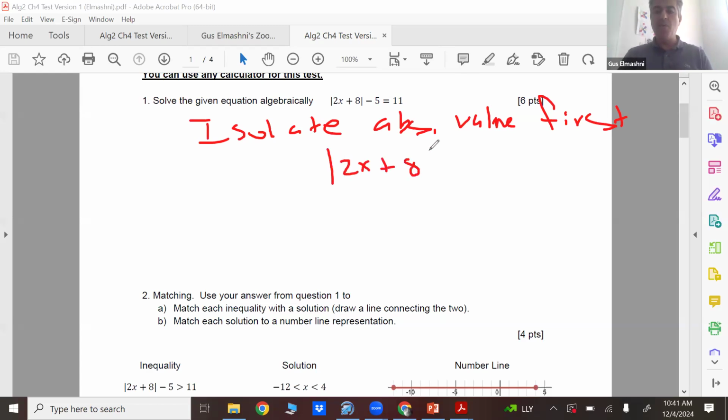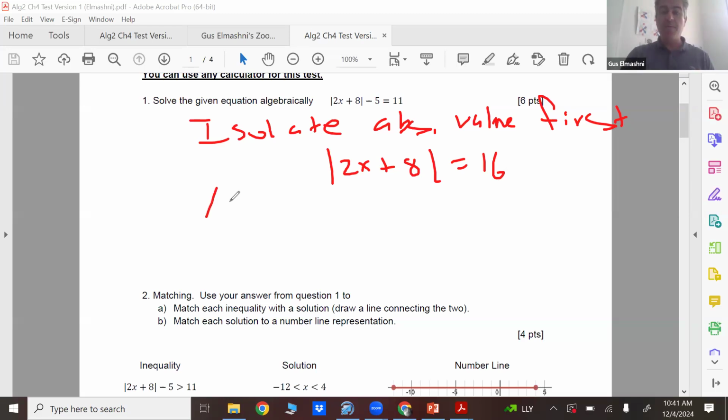Yeah. The reason why is because you're trying to figure out what that inside has to equal. That inside has to equal 16 or -16. If you start splitting it right away, you're going to get a wrong answer. I've seen students do that because they memorize. They don't understand. You've got to understand that I have to isolate the absolute value so I know what value it holds. Now we're ready to split.